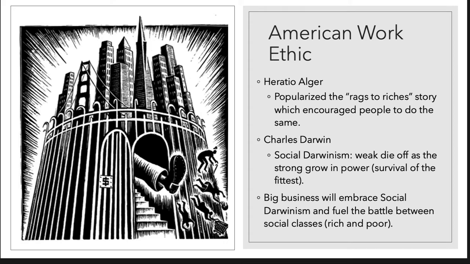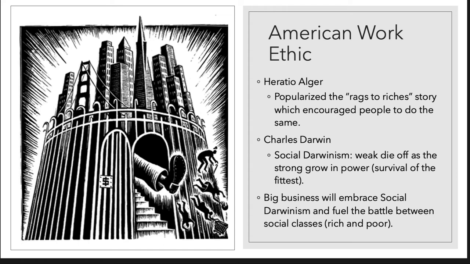Another cause of this industrial revolution is the American work ethic. At this time, people really believed that if they just worked hard enough, they could be the next billionaire. And this rags to riches story really is put out there by a writer named Horatio Alger. He is going to popularize this rags to riches story when he writes a dime novel, which was a very cheap story written in a very simple manner so that everybody could read it, everybody could purchase it.